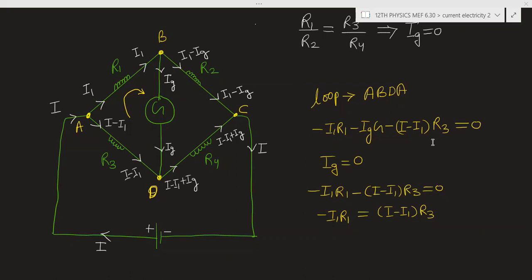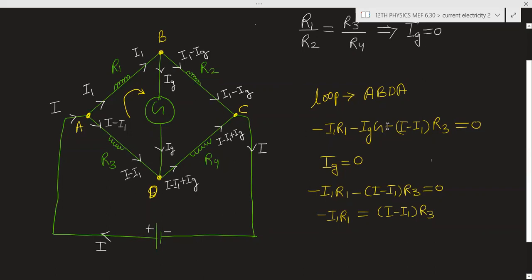See this. I am giving you the hint. Please be interactive in the class. I am moving from D to A, right? I am moving from D to A in the opposite direction of the current, and the direction of current is in this direction. This is the loop I have chosen, right? A, B, D, A. Just see D to A. When you move from D to A, you are moving in the opposite direction of the current, right?